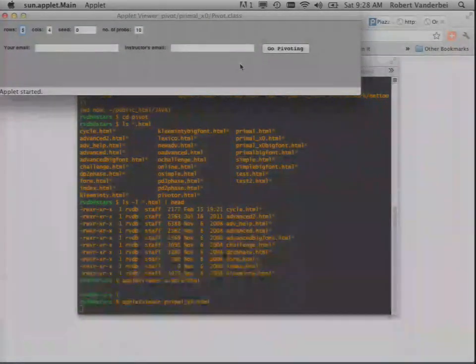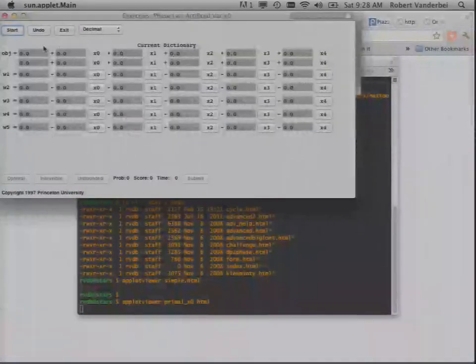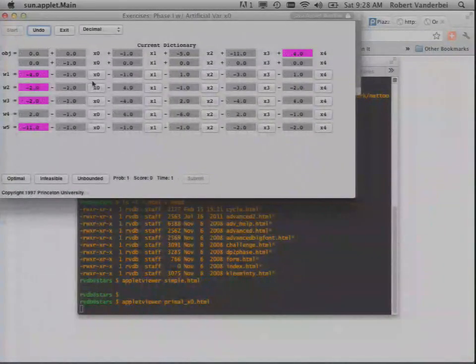Yeah. So here we go. We can practice this thing till we really feel like we get it. So the first pivot is special. For the first pivot, x0 enters, and the most negative one leaves, so that's W5, so I click there.